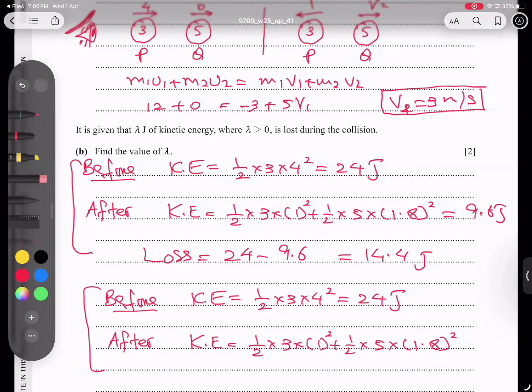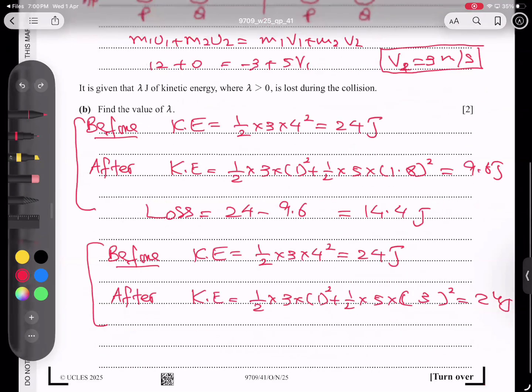What is after? Because velocity after is 3. So I'll use not 1.8 here, I'll use 3 here. But a problem is coming when I use 3, okay? So what is coming from here? Let me check once again, half into 3 plus half into 5 into 9 is giving us 24 joules. And you see 24 joules, 24 minus 24 becomes 0. So loss is becoming 0 here.